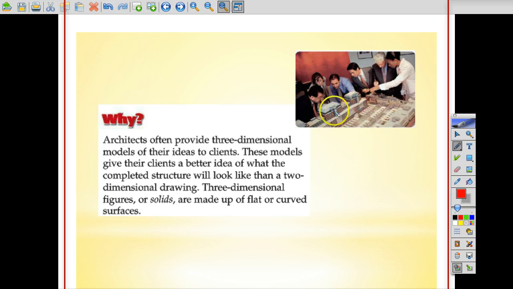So this is a 3D figure. They're made out of solids, so they can get a better understanding of what it actually would look like when they build it.